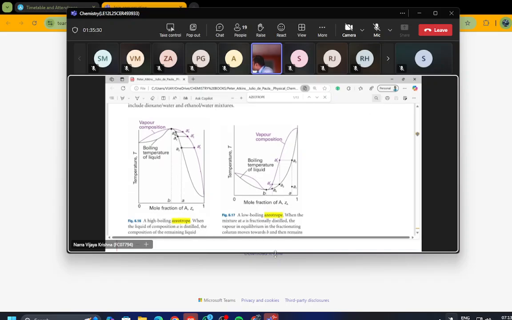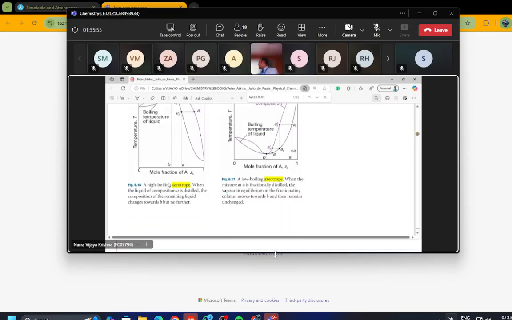What this indicates, A4 prime. What is this A4? At A4, what will you find? Only liquid. A4 prime is the vapor, the composition of the vapor obtained above that liquid at the same temperature. Correct or not? At the same temperature. Respond. Yes or no?